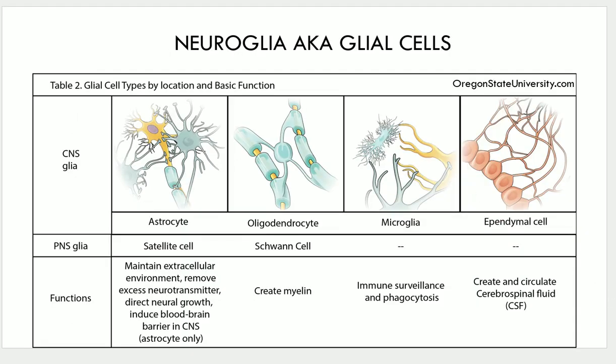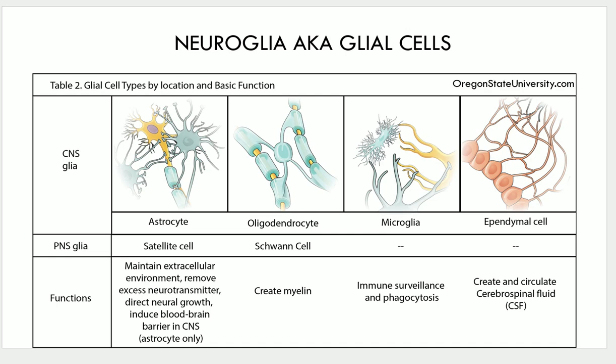All right, some of the other cells, neuroglia, also known as glial cells. We mentioned astrocytes earlier, but we didn't really talk about what they do. In the central nervous system, they're called astrocytes. In the peripheral nervous system, they're called satellite cells. And they're nearby regular neurons.